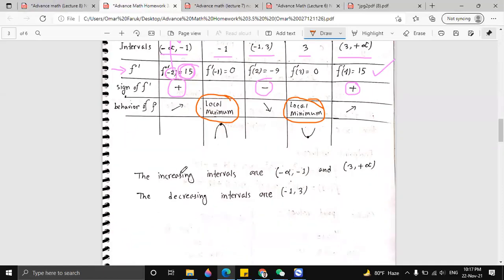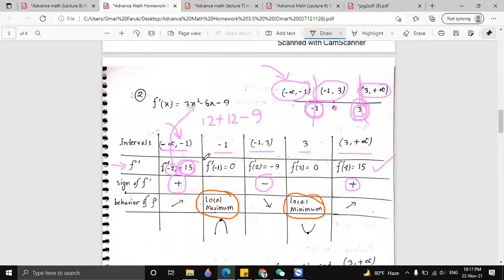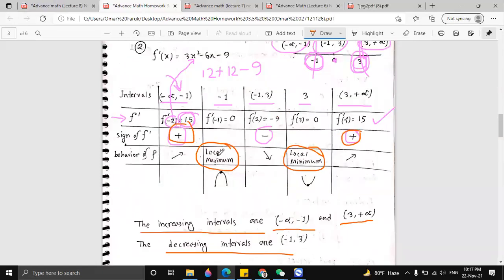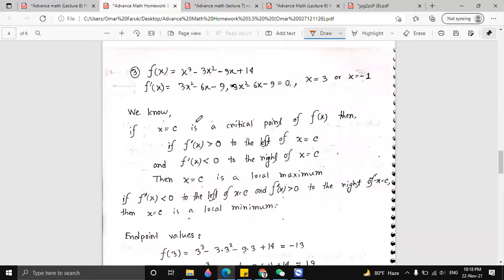So the increasing intervals are from -infinity to -1 and from 3 to plus infinity, because they are positive, and the decreasing interval is -1 to 3, because they are negative. You see here, they are negative. So this way we solve number 2, and for number 3, you don't need to write this part. I just wrote this for example, nothing complex.